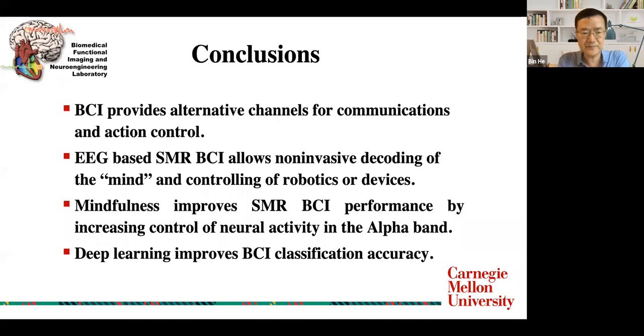So in conclusion, brain-computer interface, or mind control, provides alternative channels for communication or action control. EEG-based sensorimotor rhythm brain-computer interface allows non-invasive decoding of the mind and control of robotics or devices. Mindfulness improves sensorimotor rhythm BCI performance by increasing control of neural activity in the alpha band. And finally, we show preliminary results that deep learning improves BCI classification accuracy.